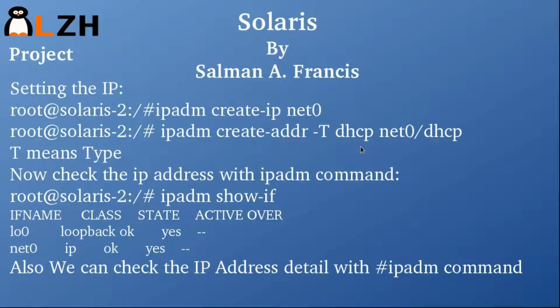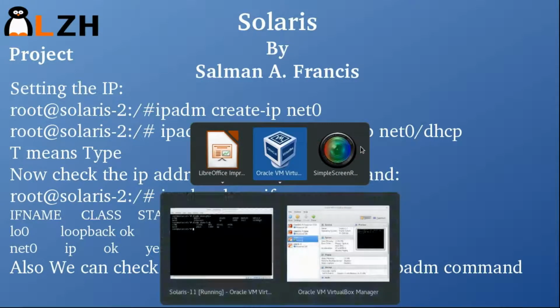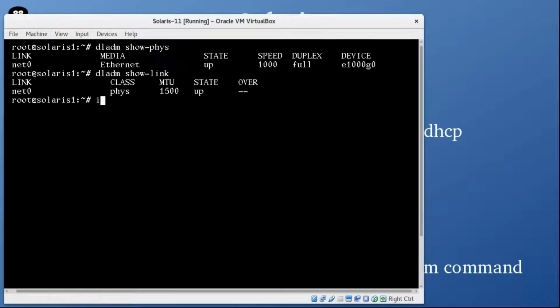Okay, good. Now let's move to our next slide, and here we can see how to set an IP address. First thing, we are going to create the IP address with the command ipadm. This time it's ipadm create-addr. First, it's going to prepare the interface, then we are going to assign it with DHCP. So let's check right now what is currently available.